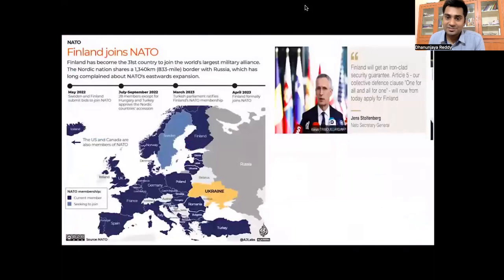So in this context, recently Finland has joined NATO. Again, they can ask what are the NATO countries. Now it is highly impossible to remember the 31 NATO countries. So the best way to remember is which are not NATO members in this group. Have a look at this.